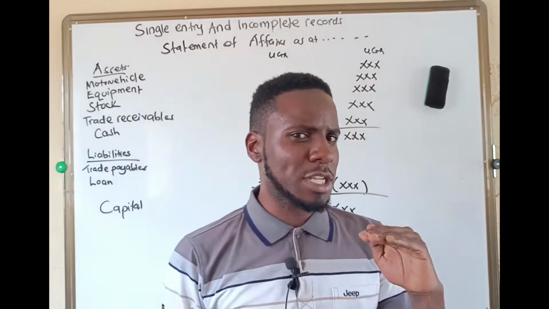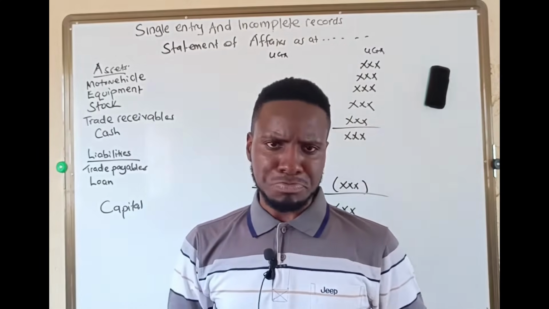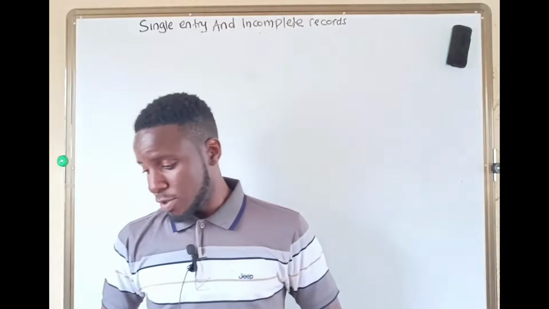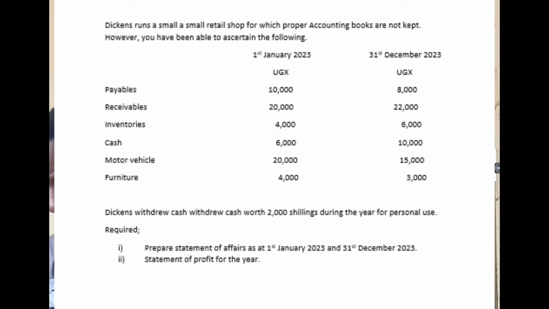Now, I would like us to take an example question. From this example, maybe your understanding will be enhanced. So the question says, Dickens runs a small retail shop for which proper accounting books are not kept. However, you have been able to ascertain the following. So they have given us a list of balances as at 1st January 2023 and as at 31st December 2023.